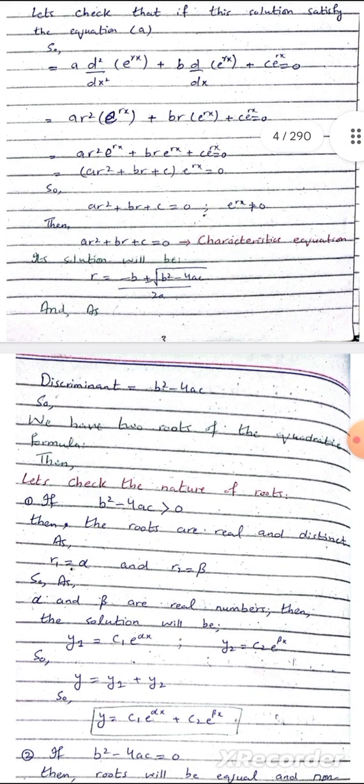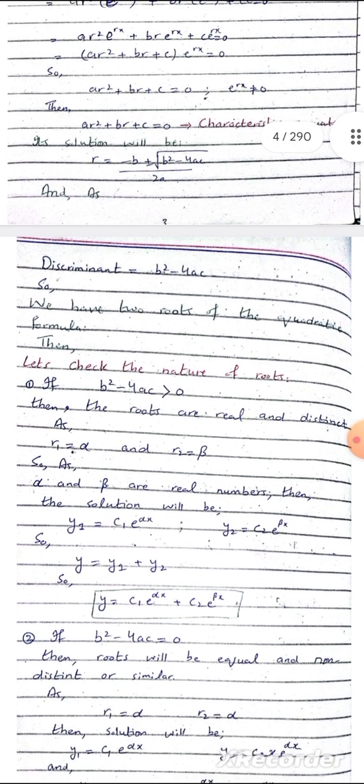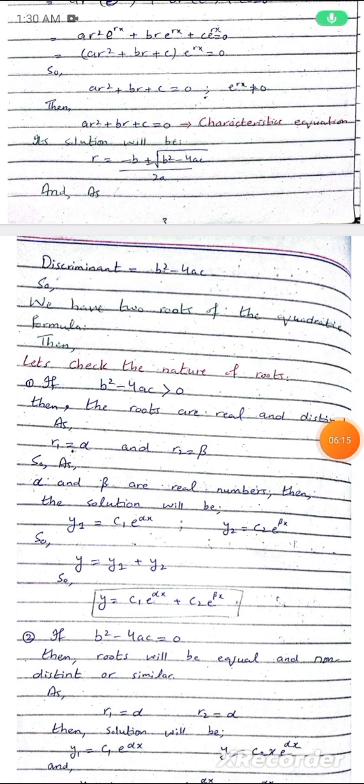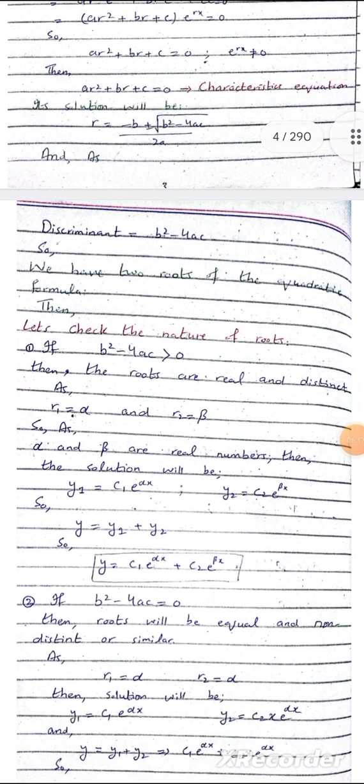So the discriminant can be obtained by b² minus 4ac. So we have two roots of the quadratic formula. Then let's check the nature of the roots.